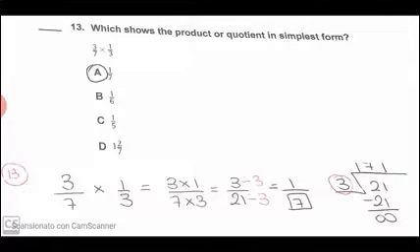Which shows the product or quotient in simplest form. This is question number 13. 3 over 7 times 1 over 3. We make the multiplication. 3 times 1 over 7 times 3. 3 times 1 is equal 3. 7 times 3 is equal 21. So we divide by 3 up and down. So 3 divided by 3 is equal 1. 21 divided by 3 is equal 7. So the result is 1 over 7. So we choose answer A.